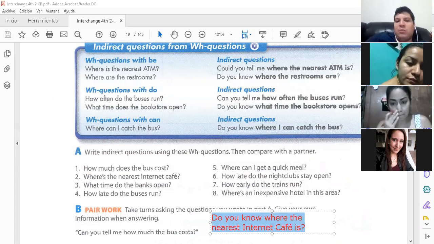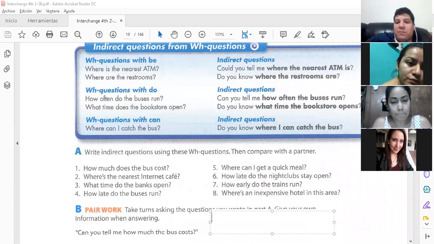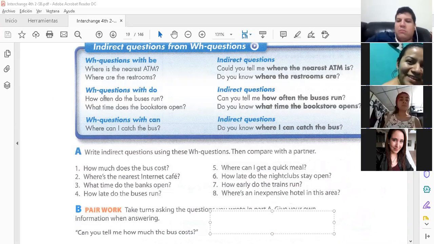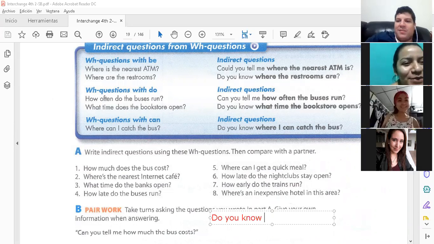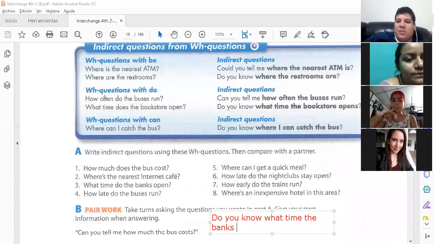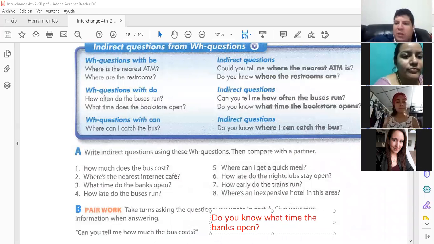Next one. What time do the banks open? Do you know what time the banks open? The banks open. ¿Qué pasó aquí? Le dimos en la neck al do. That's it. Luego ocupamos lo mismo. Good job. Number four, how late do the buses run?